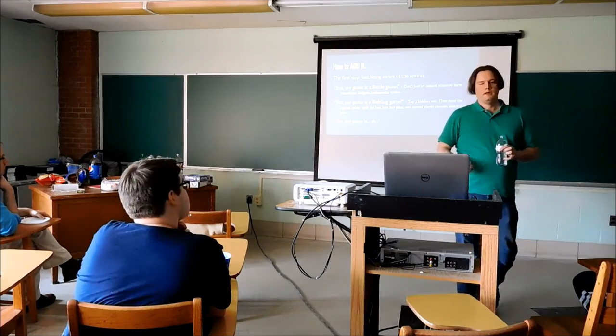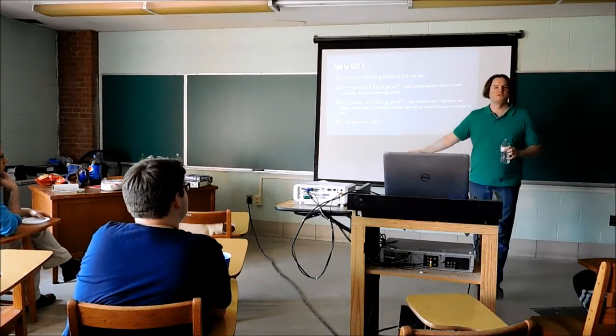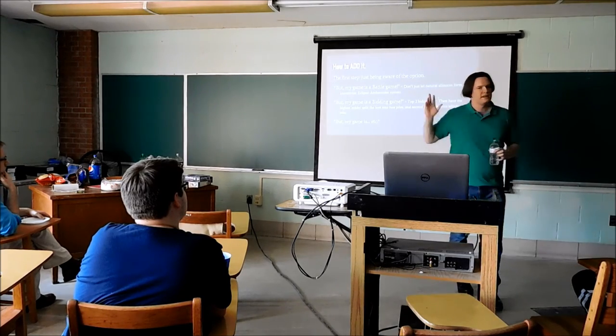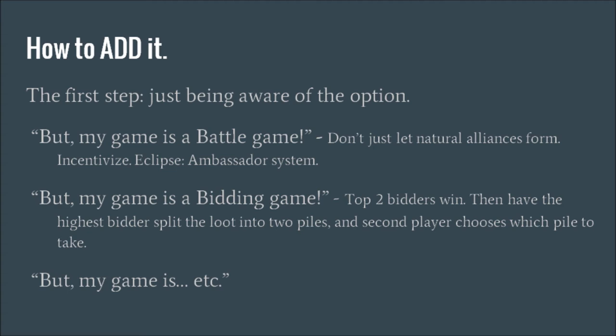I really enjoy it. And then finally, let's get to the final end thing here, how to add some things to your game design. So if you're thinking about making a game and you want to add some positive player interaction, here's some ways. So the first step is just being aware of the option. Thinking about the fact that you could add positive player interaction to your game is the first step, right? So some examples. My game is a battle game. Well, okay, alliances occur in battle games, so don't just let them happen.